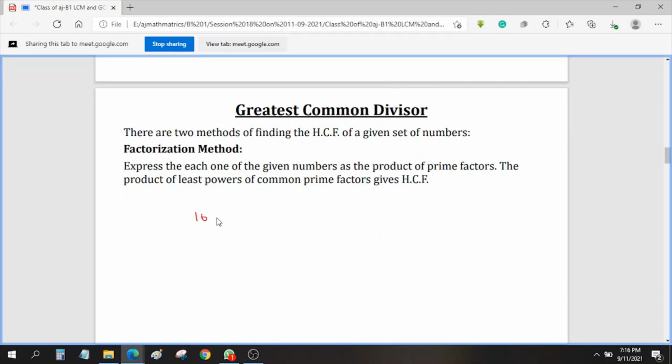So 16 we can write as 2 power 4, and 20 we can write as 2 square and 5. What is the greatest common divisor here? See, it is the product of the least power of a common prime factor. So what is a common prime factor here? 2 is a common prime factor here.